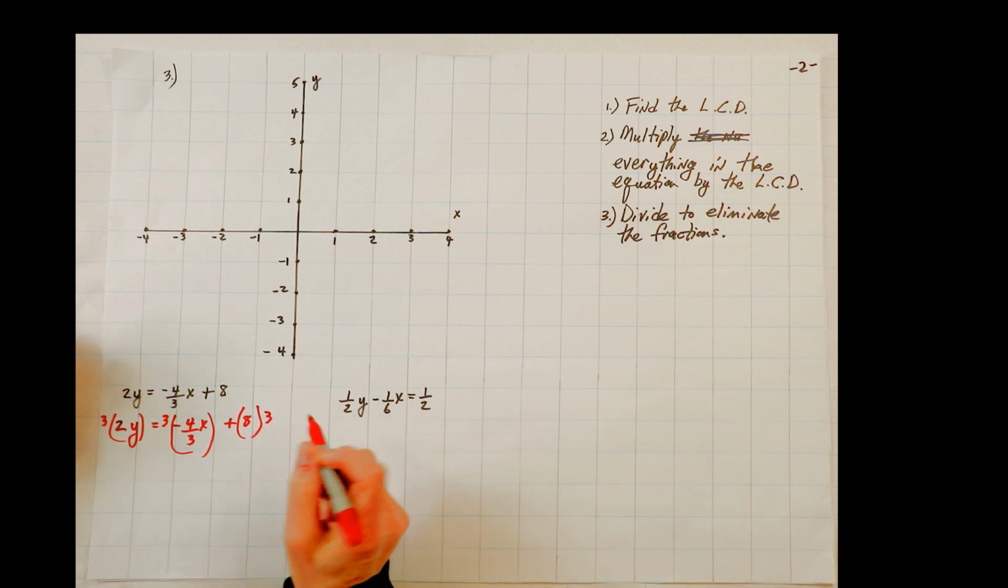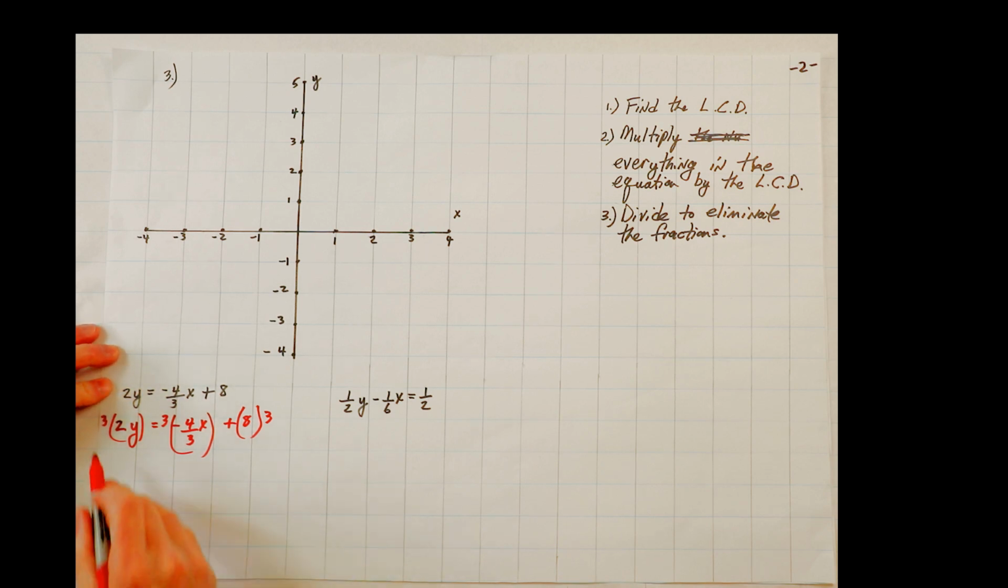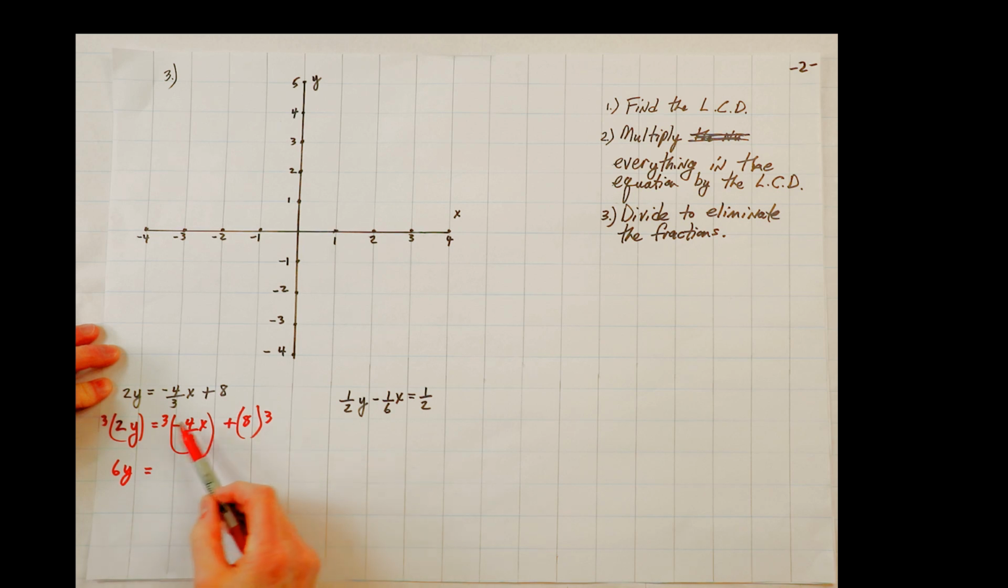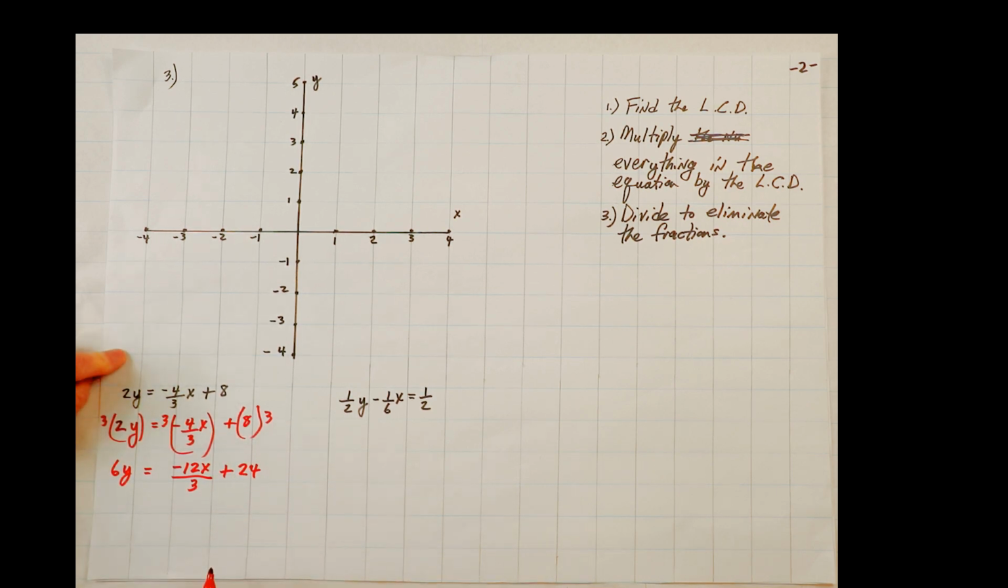Everything. Including the whole numbers. Everything. 3 times 2y is 6y. 3 times negative 4x is negative 12x. And for our denominator, we have 3. Plus 8 times 3 is 24. Are you okay with that? 6y equals, when you divide, negative 4x plus 24.